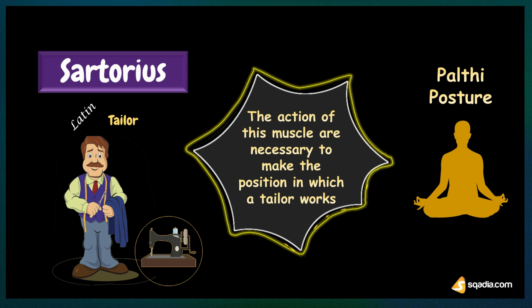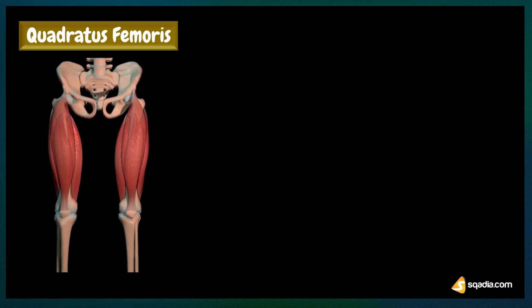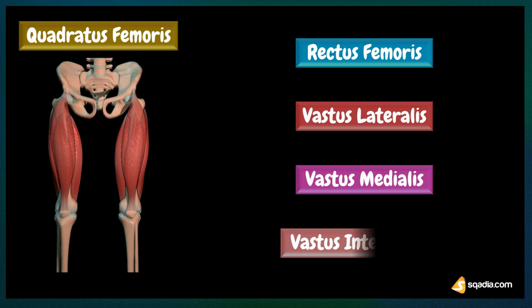Now let's talk about the quadriceps femoris, a group of muscles. It is a group of 4 muscles located in the front of the thigh. The 4 muscles that make up the quadriceps femoris are the rectus femoris, vastus lateralis, vastus intermedius, and vastus medialis. All of them work together to extend the knee. Let's go through them one by one, starting with the rectus femoris.